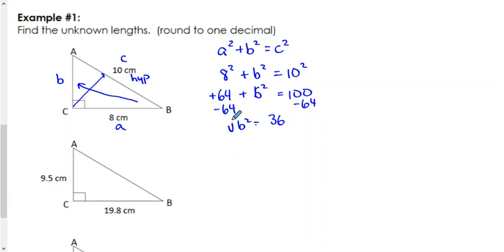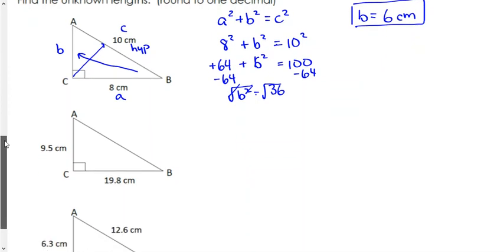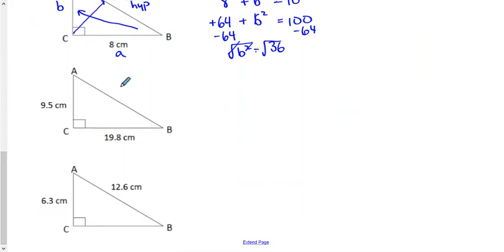And lastly, I need to get rid of the squared, so the inverse operation, square root, gets rid of my squared there, and the square root of 36 is 6. So b equals 6, and don't forget our units of centimeters. So b equals 6 centimeters. Okay, so that's substituting in right away and then solving as we go. For this one, we will isolate our variable first, and it's not going to be very hard. Okay, so a squared plus b squared equals c squared again.